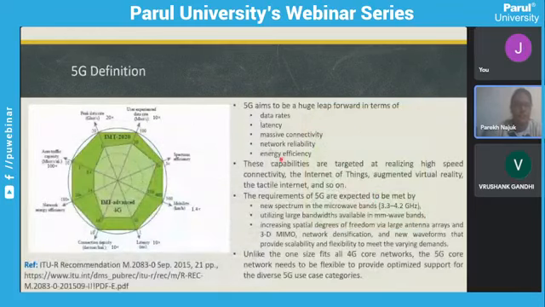Now, what is the definition? 5G aims to be a huge leap forward in terms of the data rates, latency, massive connectivity, network reliability, and energy efficiency.